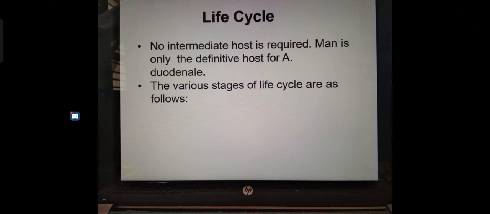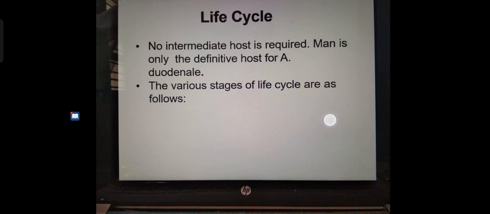In the life cycle there is no intermediate host. Only one host is there, like man. Only man is the definitive host, and the various stages of the life cycle are as follows.